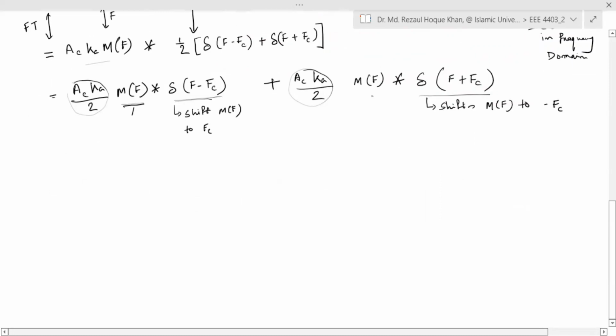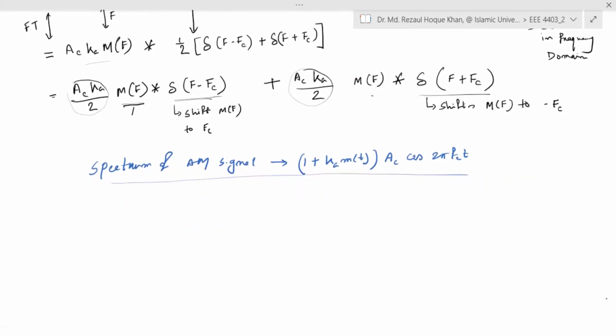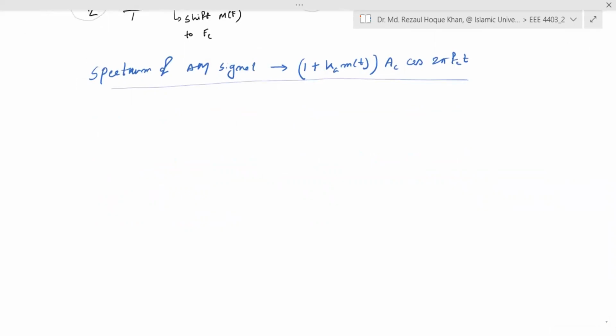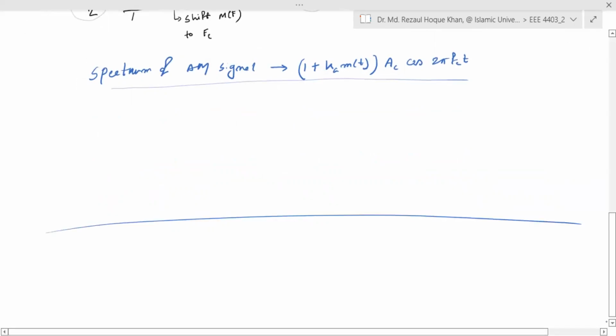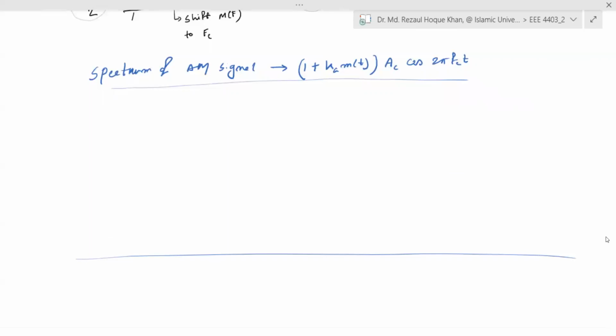So let us draw the spectrum of this AM signal. Which one? This one. The spectrum of the AM signal, which was, remember at the beginning, 1 plus Ka m(t) multiplied by Ac cos 2 pi Fc t. So let's see how this spectrum looks like.